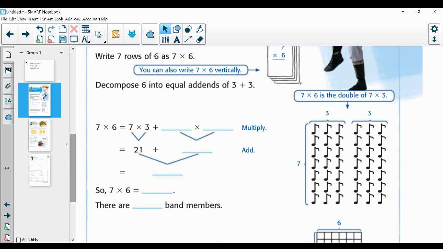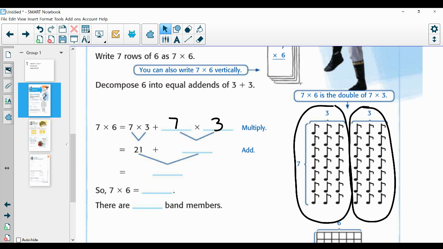So you can see in the array over here on the right with the musical notes that there are 7 rows of 3 and another 7 rows of 3, because 3 plus 3 equals 6. So if you do 7 times 3, you double it, that will give you your answer for 7 times 6. So let's look over here on the left. 7 times 6 is the same as 7 times 3 plus 7 times 3 a second time. You can see that over here: 7 groups of 3, or 7 rows of 3, 7 rows of 3.